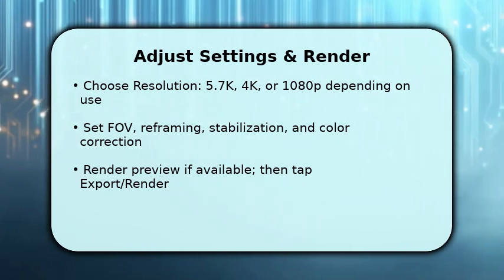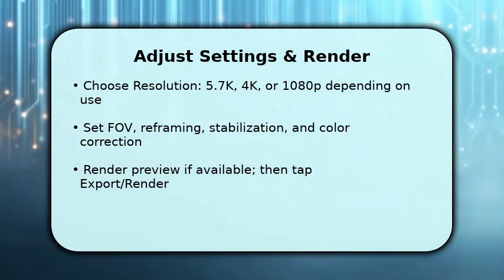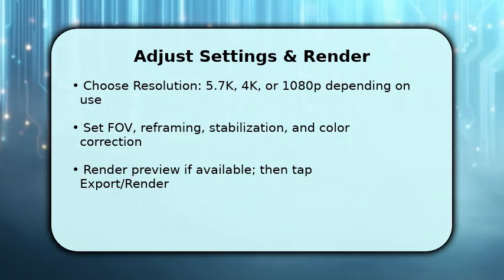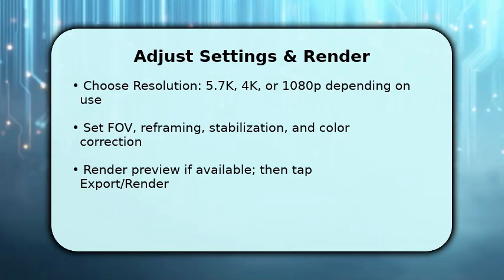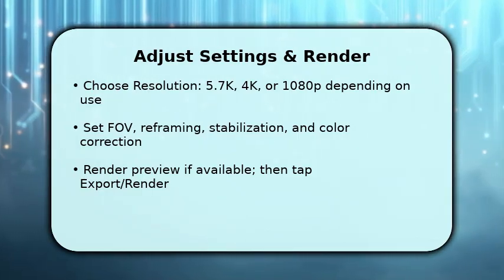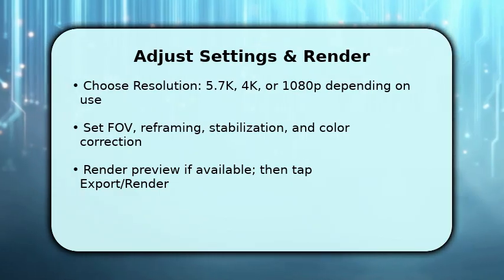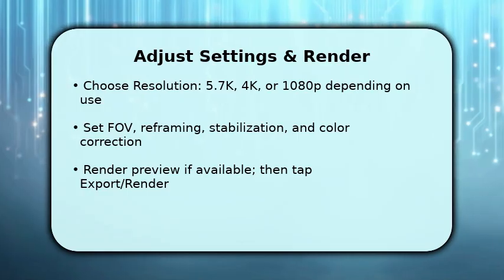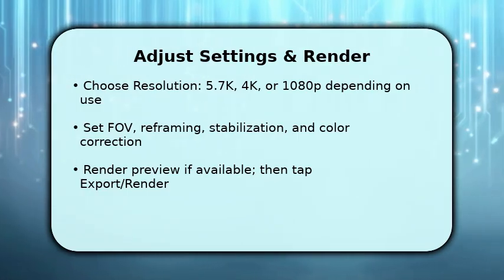Select resolution, pick 5.7K for max quality or 4K/1080p for smaller files, and set FOV and reframing to lock the viewer angle. Apply stabilization and color adjustments. These change file size and render time. Once satisfied, use the app's render or preview button to check playback.